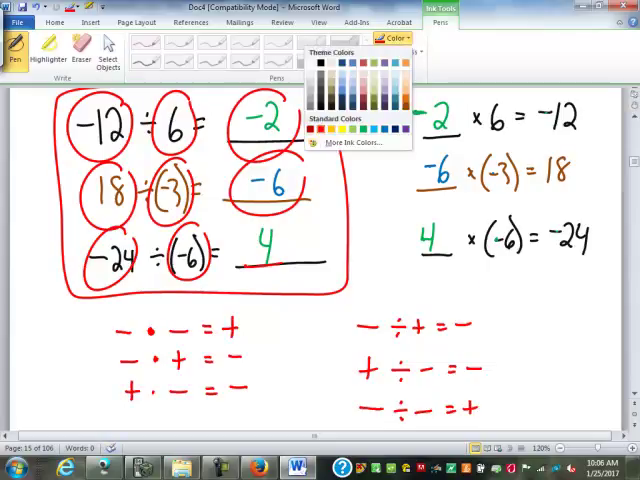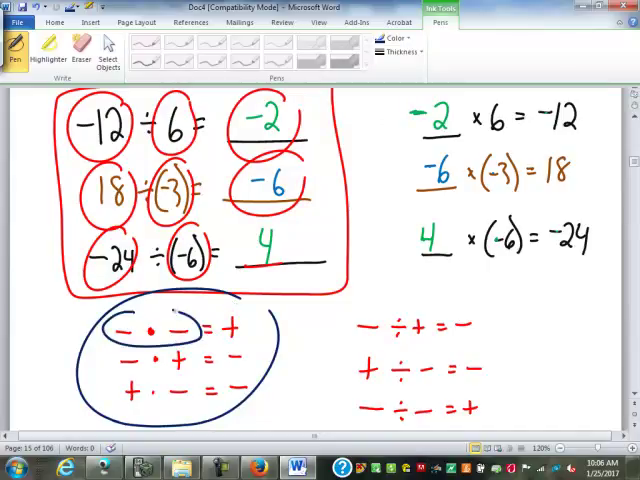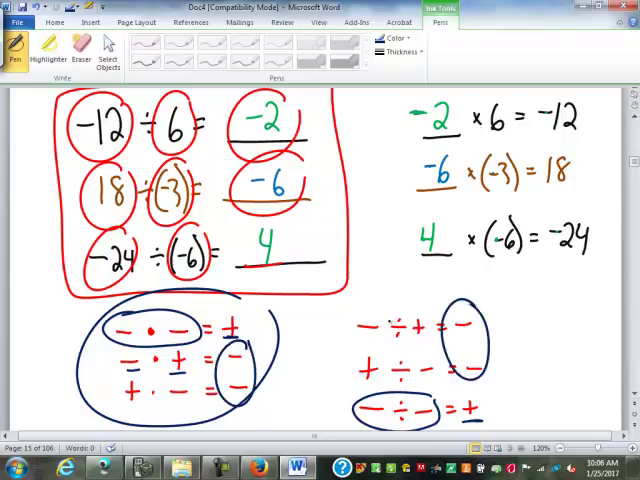So when we're multiplying or dividing, what we see here is if they're both the same, either both negative or both positive, the answer is going to be positive, right? If there's one of each, one negative and one positive, no matter which one comes first, the answer is going to be negative when we multiply or divide.